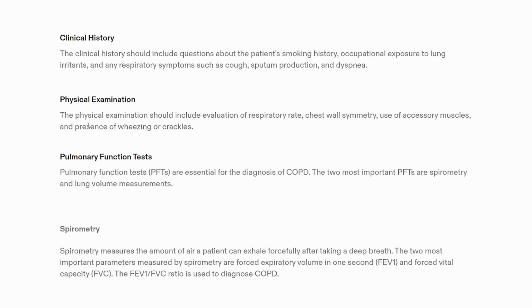Then the second one, physical examination. It includes the evaluation of the respiratory rate, chest wall symmetry, use of accessory muscles while taking a breath, and presence of any wheezing or crackles. These all need to be identified.